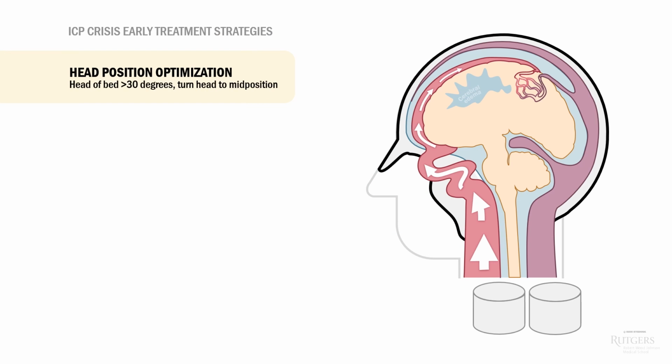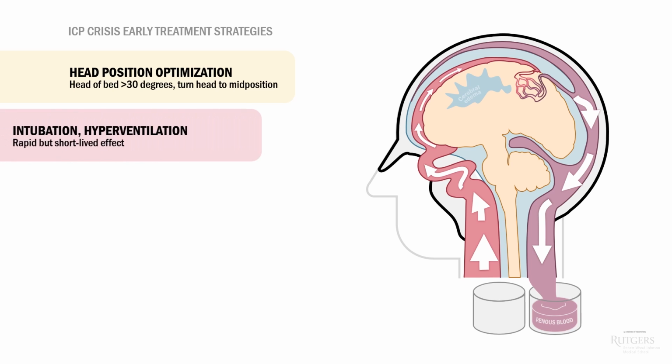Optimize head position to optimize drainage of venous blood from the head. This means that the head of the bed should be elevated to at least 30 degrees, above the level of the heart, and the head and neck turned to midline. If our patient were sicker and intubated, we can increase the ventilator rate slightly above what the patient is currently breathing to target a PaCO2 of about 28 to 30 millimeters mercury.